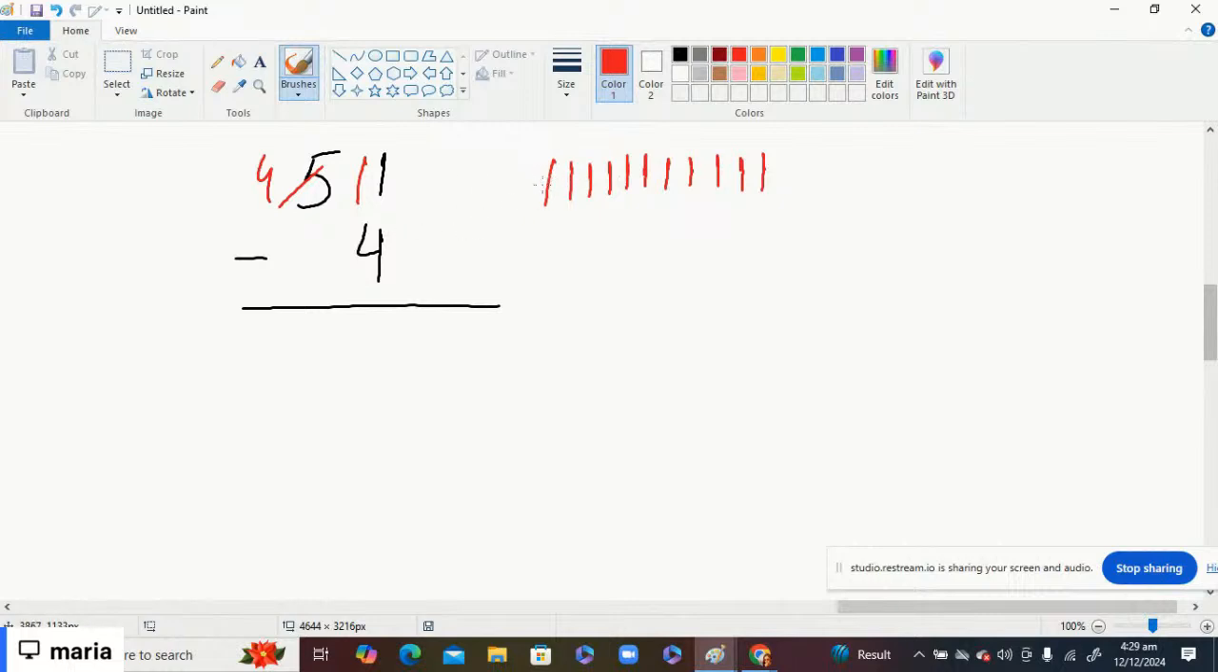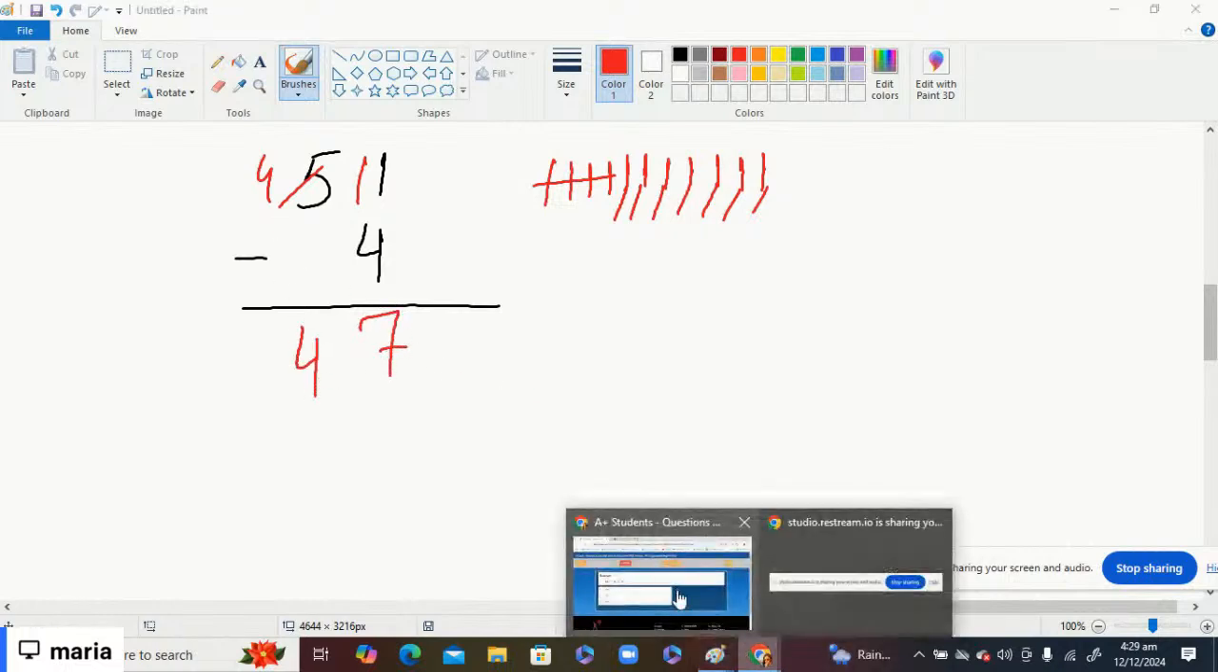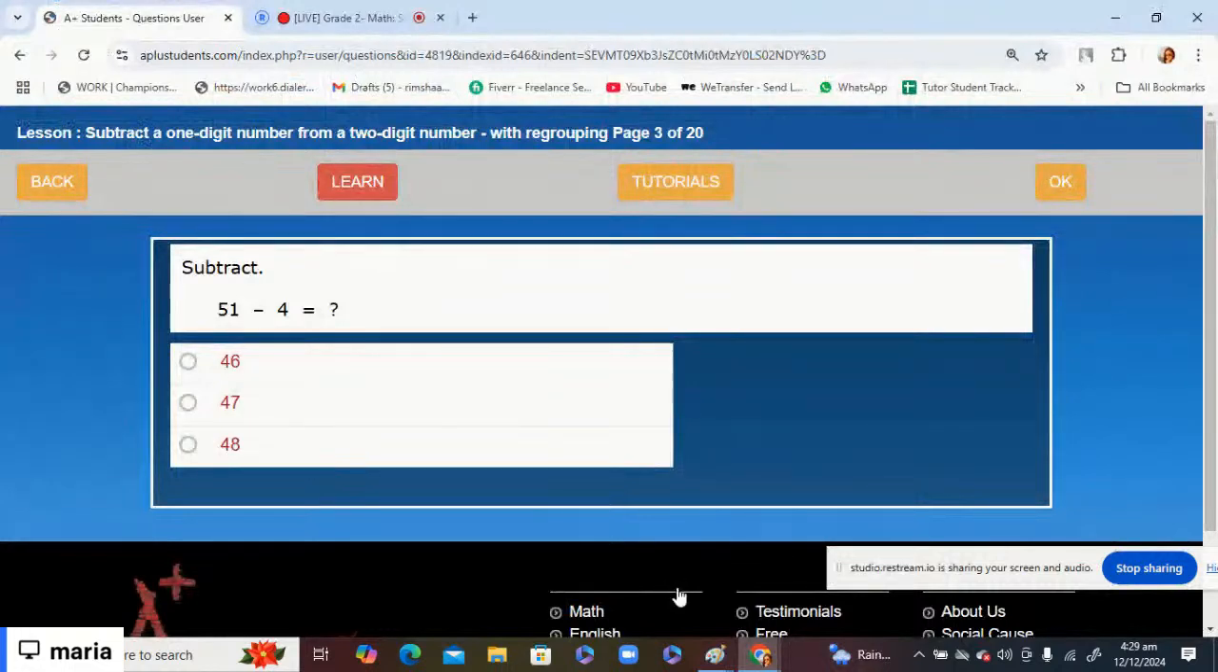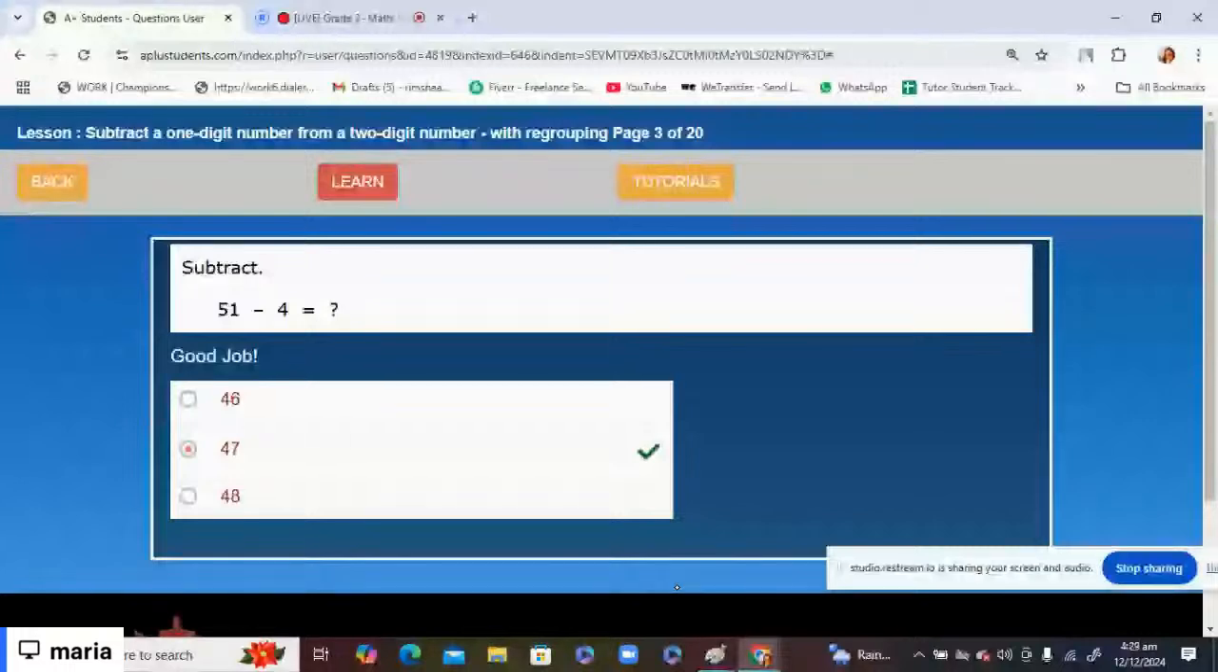Remove 4. 1, 2, 3, and 4. How many left? 1, 2, 3, 4, 5, 6, and 7. So putting 7 here and now this 4 as it is. It's 47. So let's check. This is the option of 47. Let's go with it.